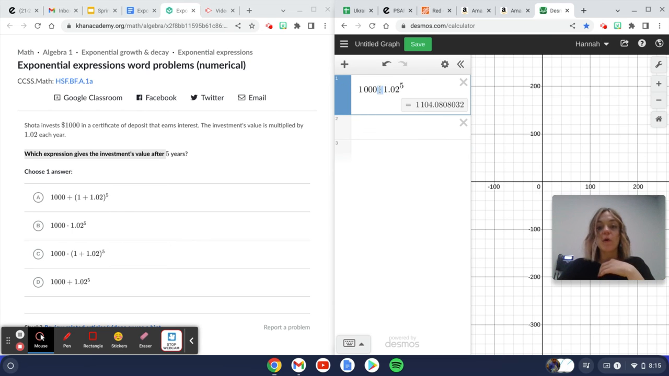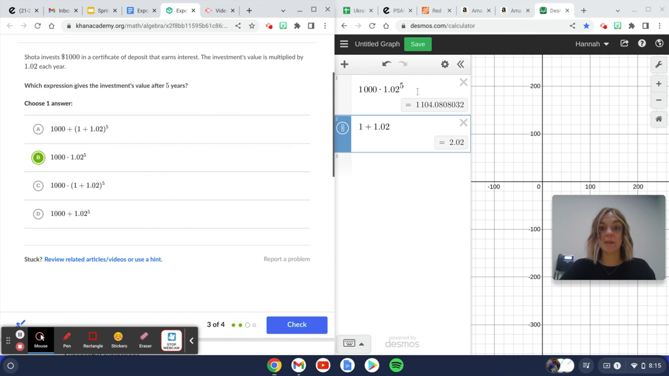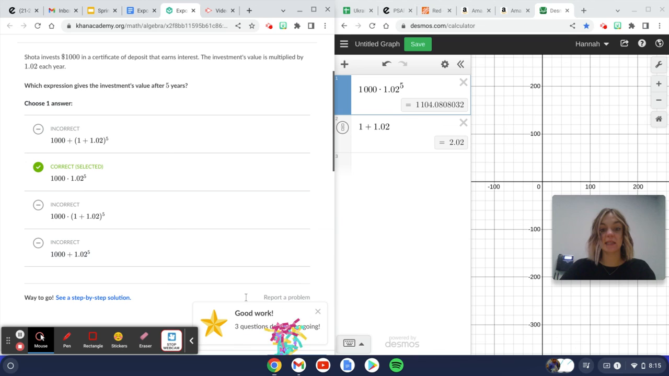Now what I'm looking for is that the growth factor and my initial starting value are multiplied together. Here they're added, so it can't be that. Here they're added, so it can't be that. Here they're giving me a growth factor of 1 plus 1.02, which is giving me a 2.02 as my growth factor. It can't be that one. So the only option that makes sense is going to be B, which is what we originally typed in Desmos. So use this video to help you with the rest of your problem.